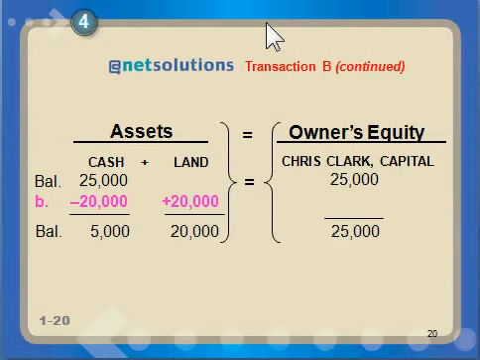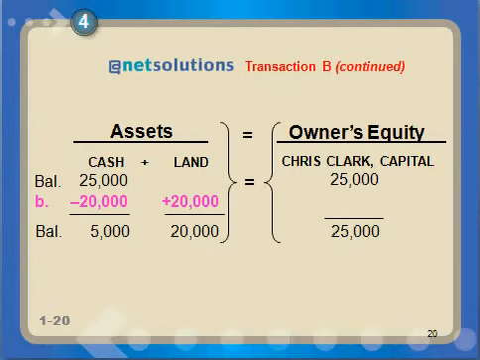Welcome back. As a quick refresher, we left off last time. Chris Clark had opened a business with $25,000 and he had taken $20,000 of that and purchased a piece of land. So we left off with our accounting equation: assets of cash $5,000 and land of $20,000. So we have a total assets of $25,000, and Chris Clark's equity or capital account is still $25,000.